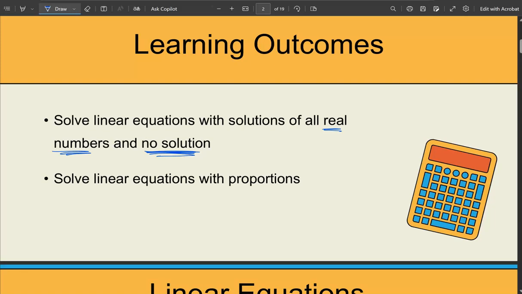And then the second part is going to be solving linear equations with proportions. And these are just ratios. And so those are our learning outcomes for the day.